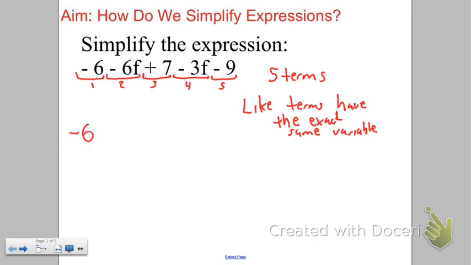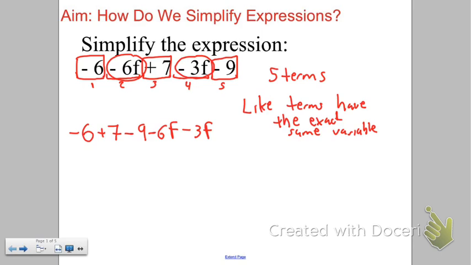I'm going to keep the -6. A like term to this -6 is this +7. I'm going to put a +7. I also have a like term on this -9. Now I'm going to write my -6f. -6f is a like term to this -3f because they have the same variables.